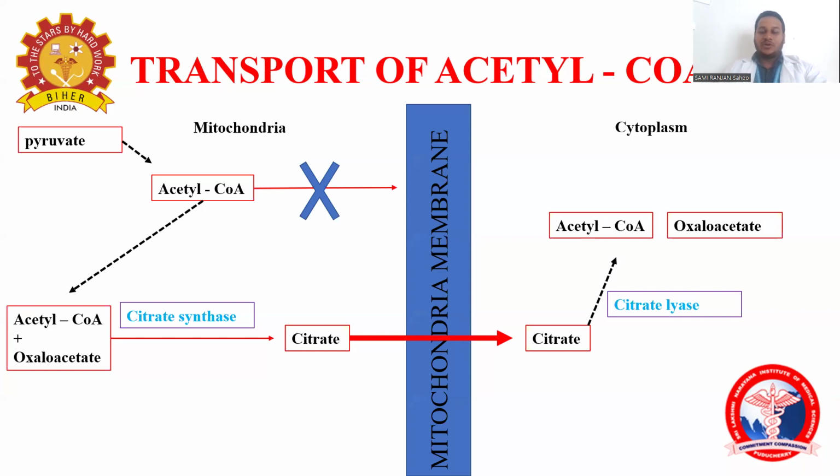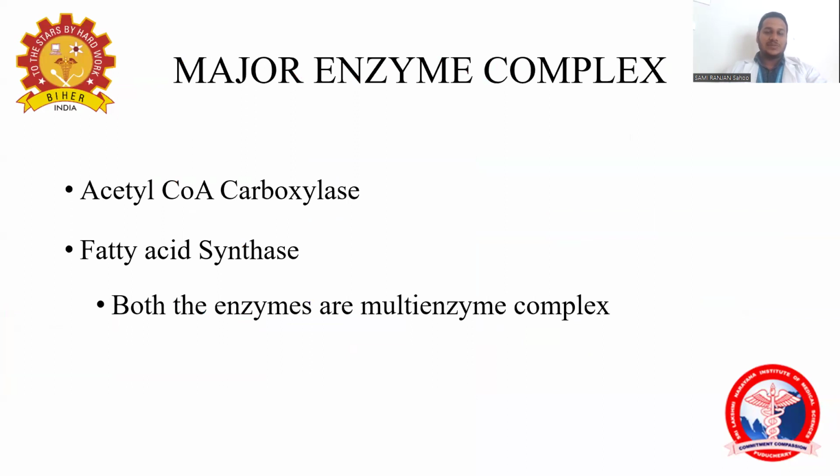The mitochondrial membrane will not allow acetyl-CoA through, whereas acetyl-CoA can combine with oxaloacetate to form citrate with the help of citrate synthase, and it gets transported through the mitochondrial membrane. Finally, the citrate breaks down through citrate lyase into acetyl-CoA and oxaloacetate. This is the main transportation of acetyl-CoA. Finally, this acetyl-CoA enters into fatty acid synthase. Is this clear? Yes.